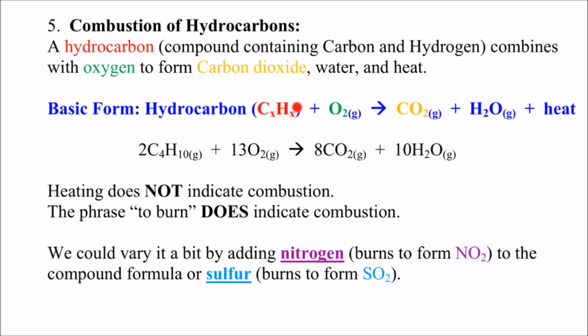You've got some kind of a hydrocarbon, so these X's obviously represent some number that we don't know yet. So you can have some number of carbons bonded to some number of hydrogens to form a specific hydrocarbon. They are burned in oxygen to create carbon dioxide, water, and heat. These are always the products of a combustion reaction. No matter what the hydrocarbon is, these are always the products. So here's an example one. You've got this specific hydrocarbon, which is butane, plus oxygen, and then you're going to get carbon dioxide, water, and then of course heat.